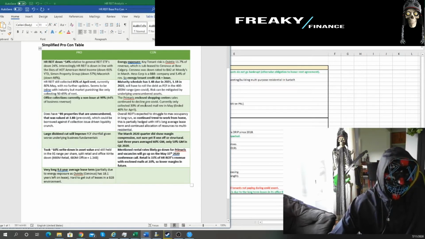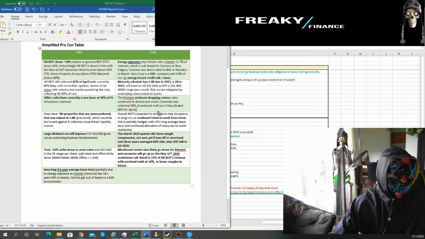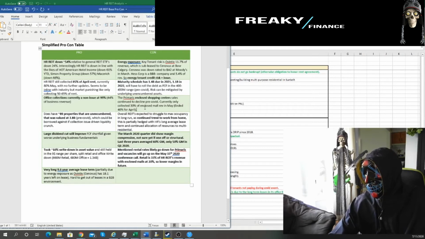The enclosed shopping malls, obviously the biggest risk, and we're seeing that in the collection rate. They only collected 30% of the revenue in May for the enclosed malls, so that's a weakness. If the economy opens up, obviously that's going to scale better, but I'm looking at the company to assume that it can make it through COVID, not hoping that malls open up, which I'm skeptical of at this point. Overall, REITs continue to struggle to max occupancy in the long run. A continued trend to work from home, as mentioned, is partially hedged by H&R's average lease term.